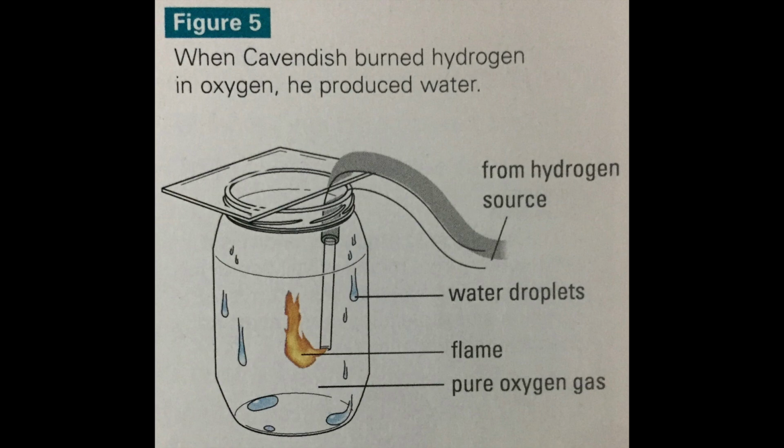Figure 5. When Cavendish burned hydrogen in oxygen, he produced water. So there's a jar, there's a source of hydrogen, at the bottom is pure oxygen gas, there's a flame, and the water droplets are the evidence that water is being produced. Until that time, scholars had believed that water was an element.